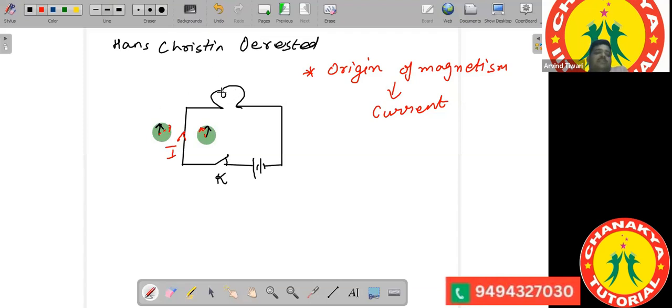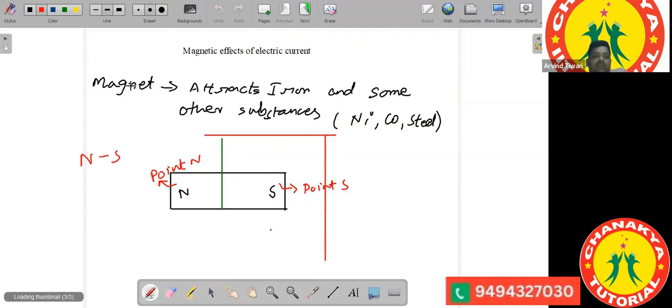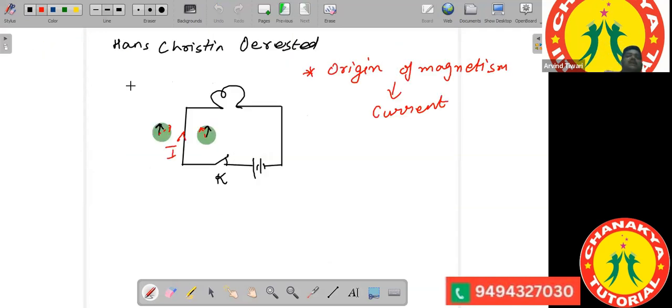After this experiment, further experiments were carried out to study magnetism. So I hope everyone has understood up to here: what magnets are, what its poles are, what a magnetic compass is, everything.